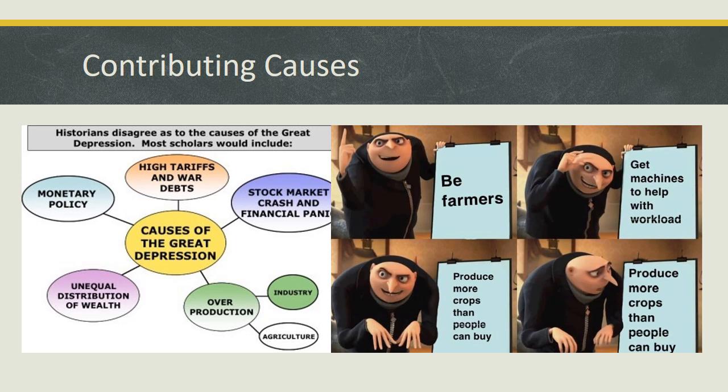Import taxes on international products hurt trade with other countries and the production of our goods. The Federal Reserve also failed to help U.S. banks as they failed when people tried to withdraw their money from them. Lastly, the insistence on full loan repayments as the banking system failed contributed to the Depression spreading to other countries.